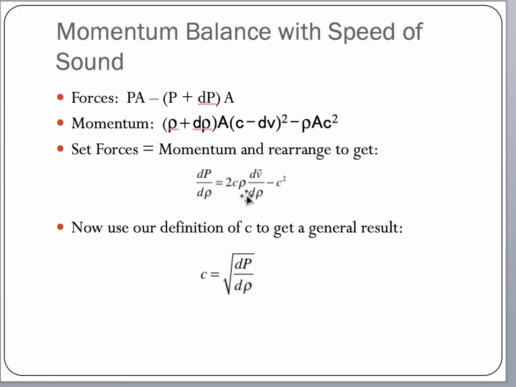And if I take what I just said a moment ago about what C is equal to, I end up with this: C is the square root of the derivative of pressure with respect to density. Now this is generally true, and I can apply it in any case that I wish to. This is how fast a sound wave will change with pressure and density.